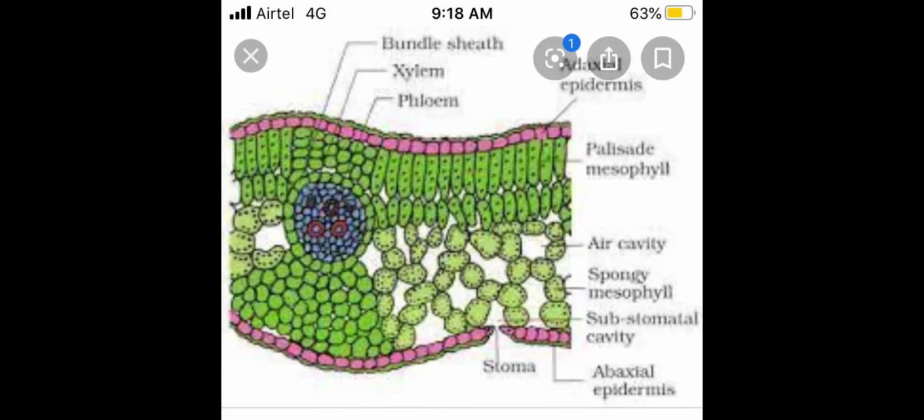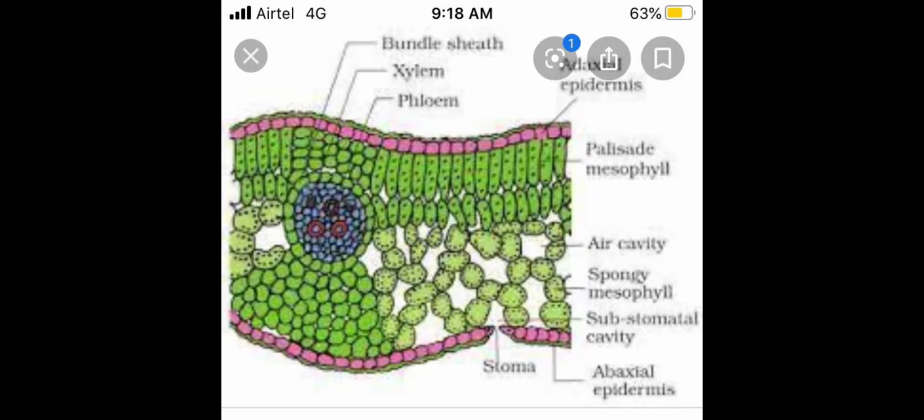Now when you see the general structure of a leaf, you will find that the leaf from the upper side is very slippery and from the lower side it is rough. You can pluck a leaf or you can see a plant and you can see the leaf and you can find the difference between the upper surface and the lower surface.